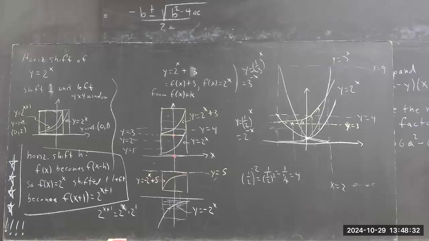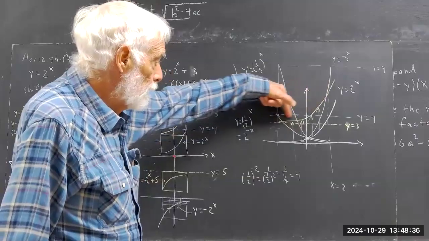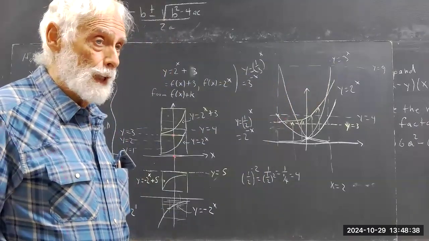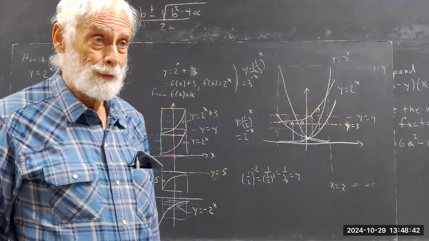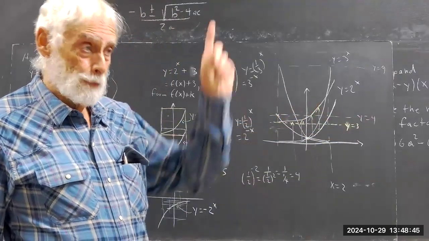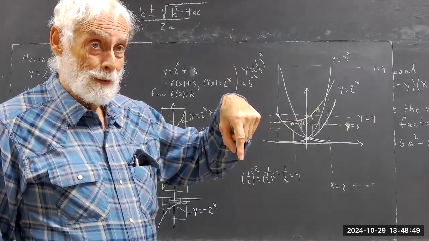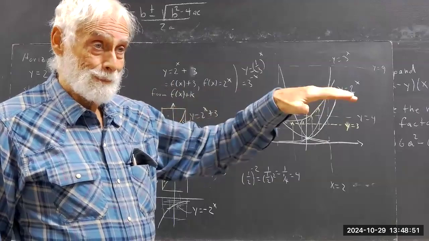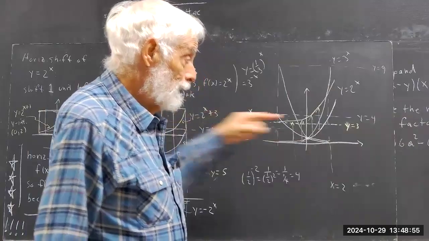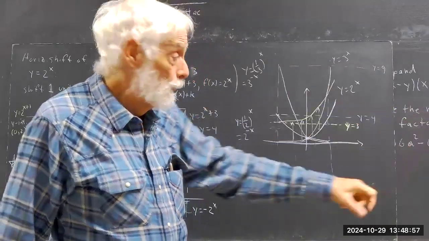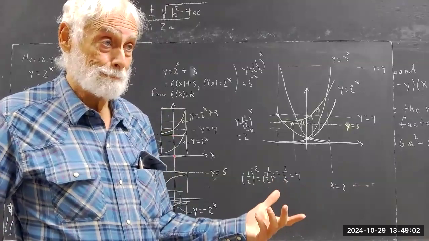Just a comment. Now, should be pretty obvious. For this function here, the yellow one, as x goes to infinity, what does this do? Does it go to infinity? Does it go to negative infinity? Or does it approach something? As x goes to infinity, what happens to y? Goes to infinity, doesn't it?